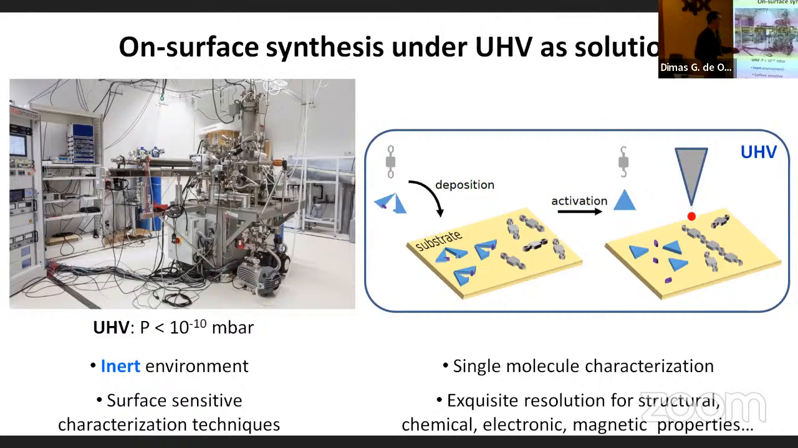I'm just showing here, for example, some electron tunneling current. But you can also use other types of spectroscopies. And this all allows us to get a very nice resolution and information about structural, chemical, electronic, and magnetic properties of these materials.